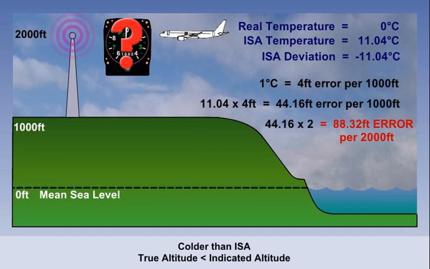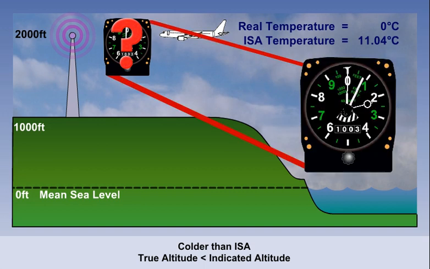If our aircraft is flying level with this mast, which has been shown to be 2,000 feet above mean sea level, then that must be our true altitude. But will our indicated altitude be more or less than our true altitude? If you remember from earlier, we said that in colder than ISA conditions, the altimeter would overread. Therefore, our indicated altitude would be 2,088 feet.